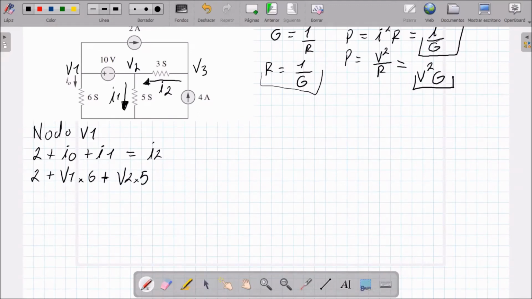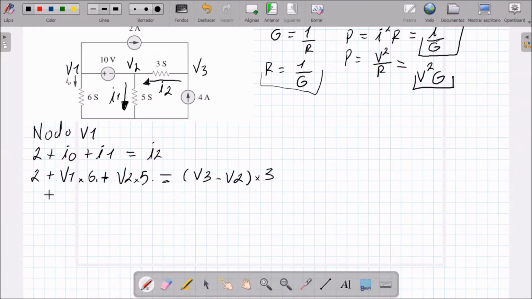That's going to be the current. This is 0. This is Y. Now it's equal to 42, but the current in 2 is V3 minus V2, which is 3 times (V3 minus V2). If it were resistance it would be divided, but since it is conductance it would be times 3.